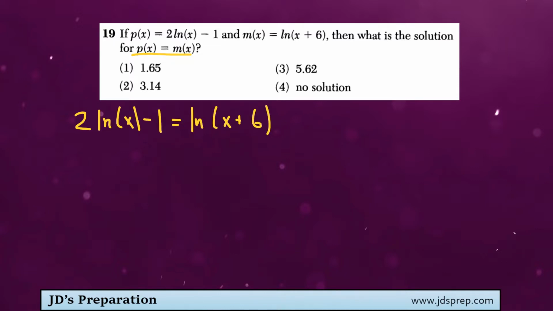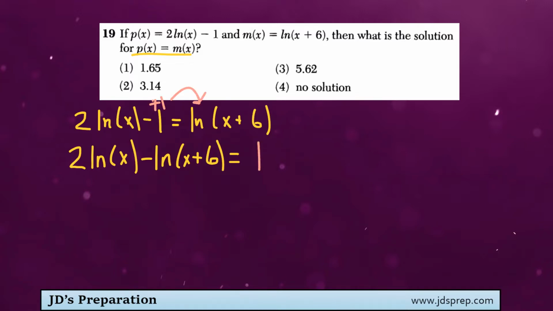Okay, so the first thing we're going to want to do is get the natural log terms on the same side of the equation. So what I'm going to do is move them over to the left-hand side. And I'm going to do that by subtracting ln of x plus 6 from both sides. And then I'm going to move the 1 over to the right-hand side by adding 1, like that. So now it'll be equal to positive 1.